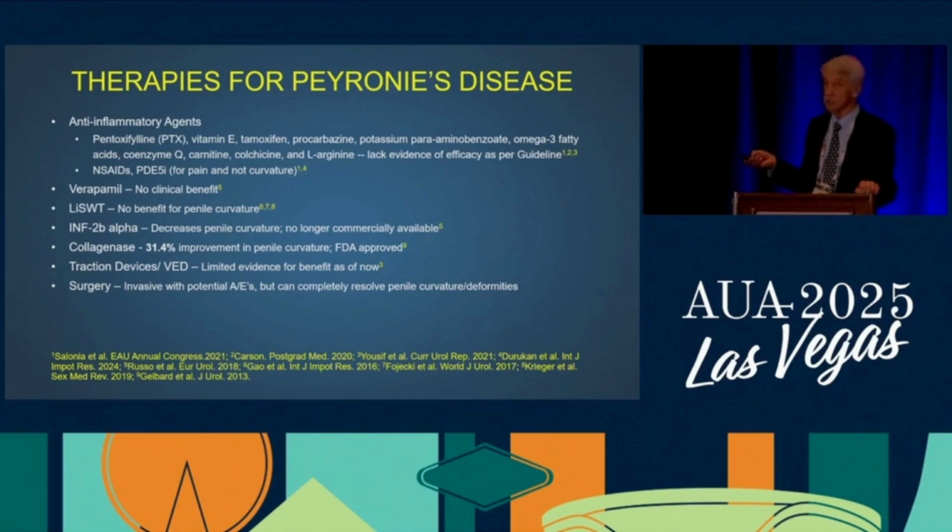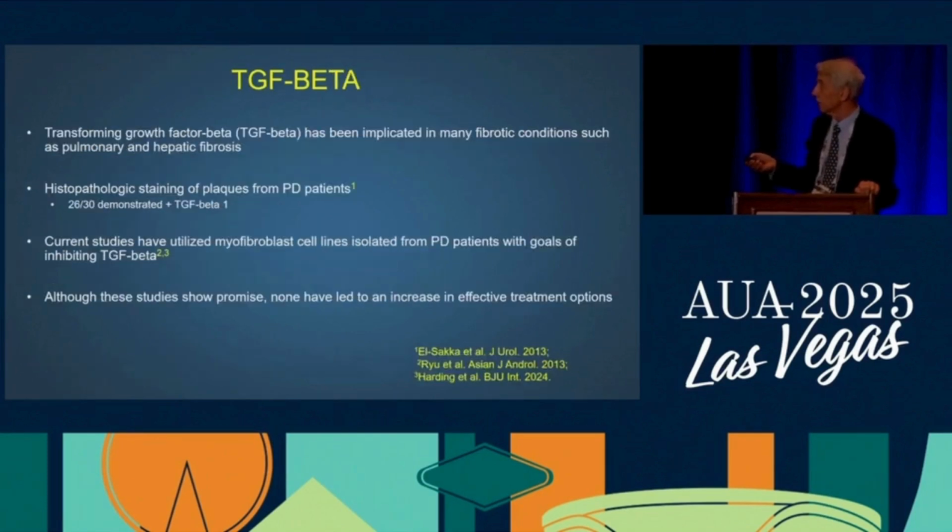Traction devices, there's limited evidence, but there seems to be promise in this. And surgery, of course, is invasive and has potential AEs, but it can resolve all of the curvature deformities that are there. We talk about TGF-beta, it's been very popular.